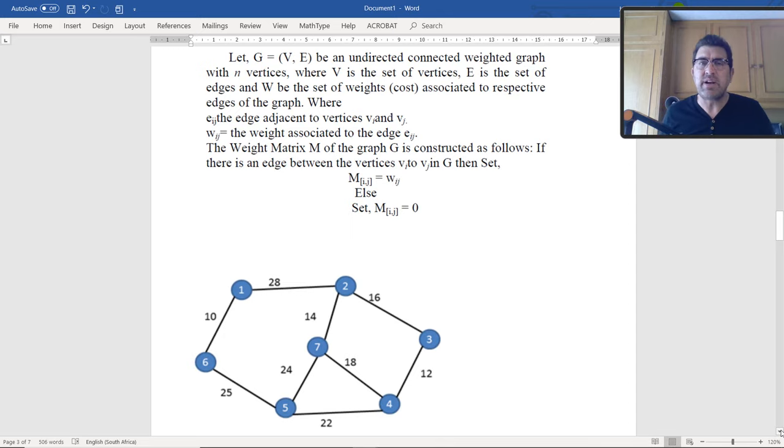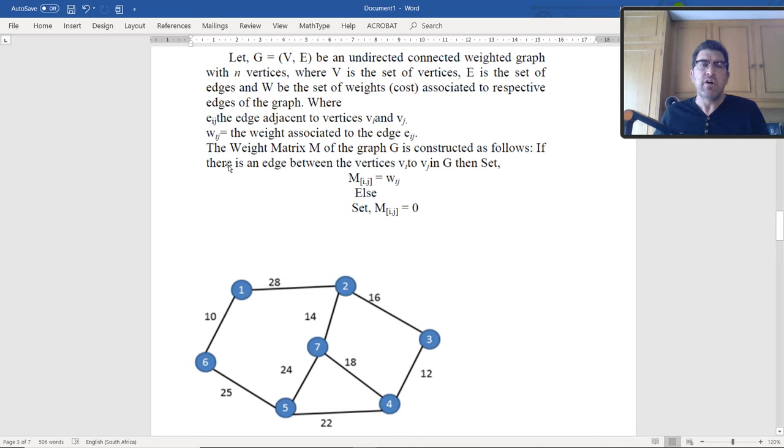Okay, so it's an undirected connected weighted graph on your screen, with n vertices, where V is the set of vertices, E is the set of edges, and W is the set of weights or costs associated with each of the edges. So we have a vertex set, an edge set, and a weight set, where E_ij is the edge adjacent to the vertices V_i and V_j. If I talk about edge ij, I'm talking about the two vertices V_i and V_j which form the edge. W_ij is the weight associated with that edge.